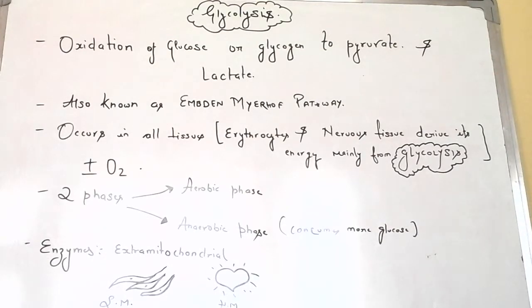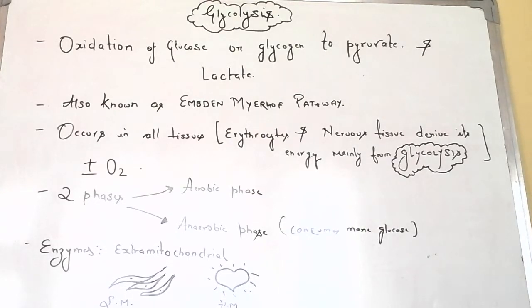So what is glycolysis? This is simply the breakdown of glucose into two molecules of pyruvate. This is also known as the Embden-Meyerhof-Parnas pathway. Why is it known by such a long name? Just because it was described by Embden and Parnas.